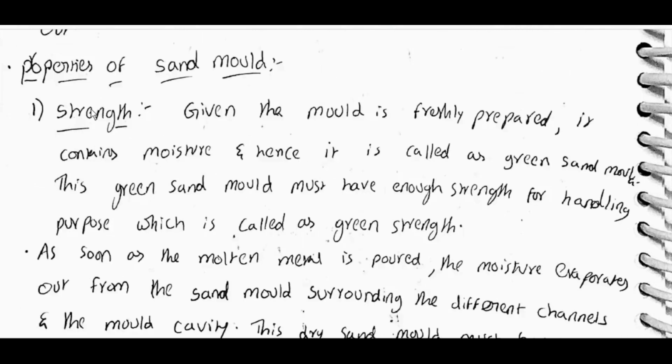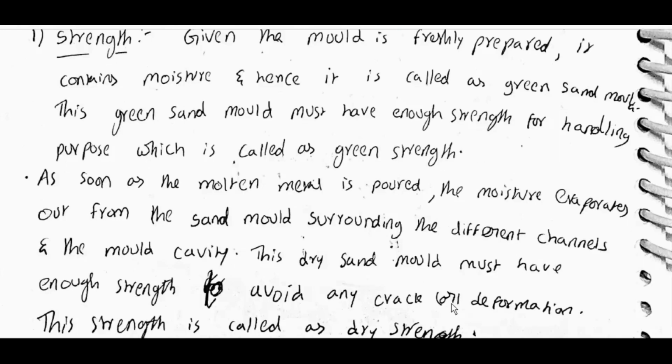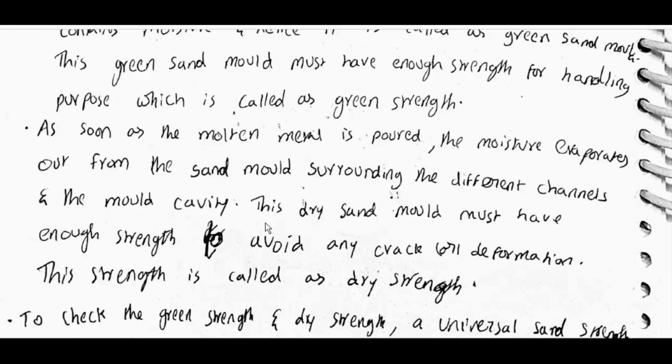Properties of sand mold: strength. Given the mold is freshly prepared, it contains moisture and hence it is called a green sand mold. This green sand mold must have enough strength for handling purposes, which is called green strength. As soon as molten metal is poured, the moisture evaporates out from the sand mold surrounding the different channels and the mold cavity. This dry sand mold must have enough strength to avoid any crack or deformation. This strength is called dry strength.